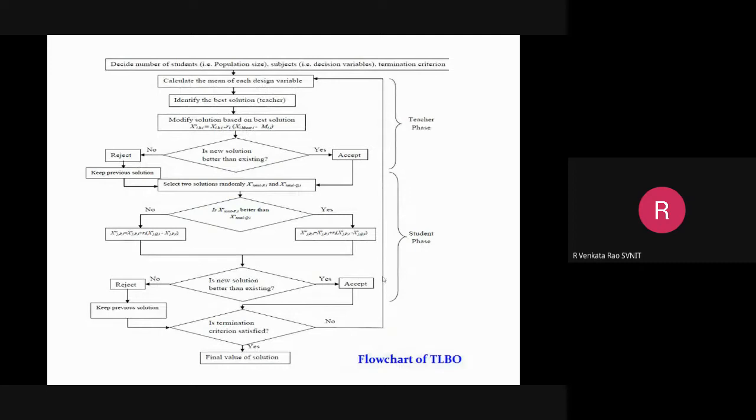Yes, Aparna, what is written now in the flowchart? Sir, after that selection, that is, select two solutions randomly. Okay, turn off your mic. Select two solutions randomly.